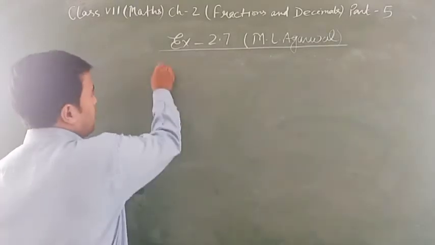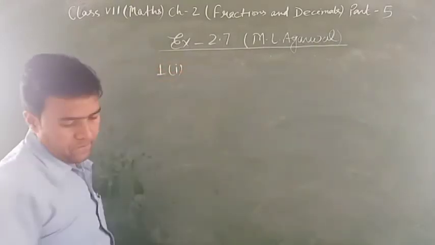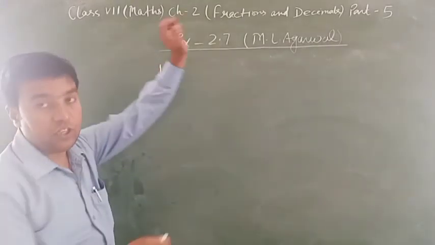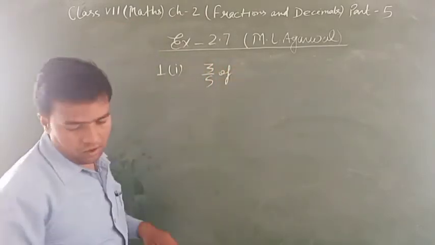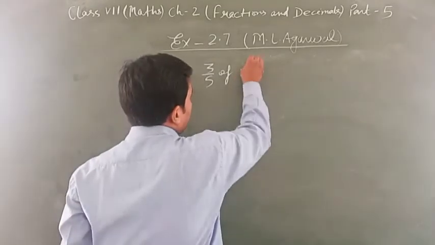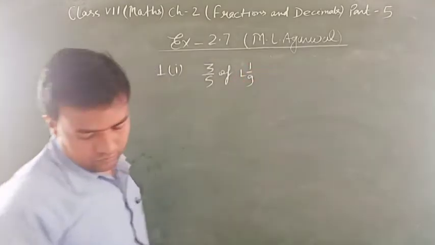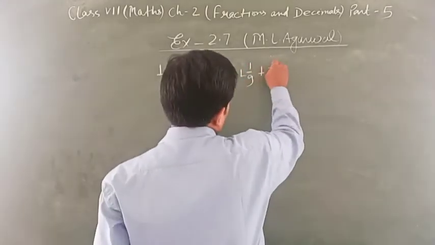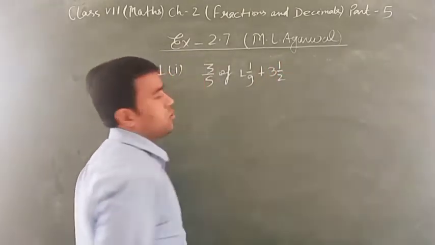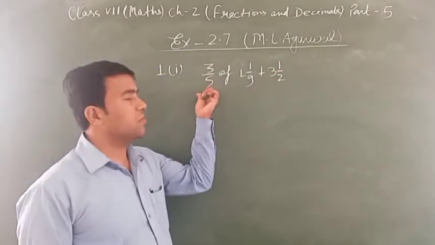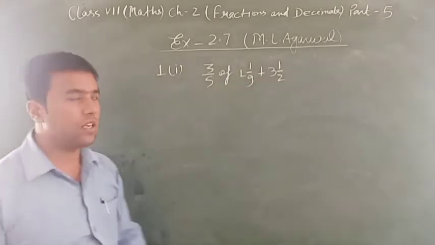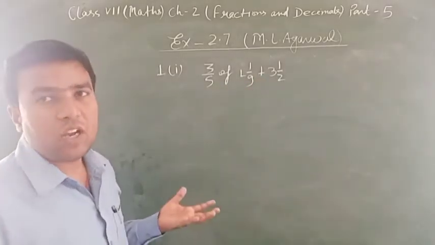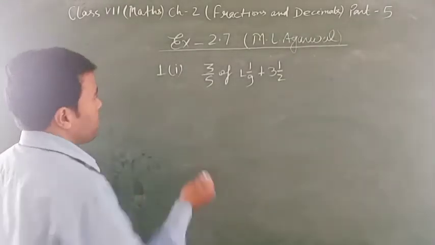Question number 1. Simplify the following: 3 by 5 of 1 whole 1 by 9 plus 3 whole 1 by 2. Clear? 3 by 5 of 1 whole 1 by 9 plus 3 whole 1 by 2. I told you the BODMAS rule.